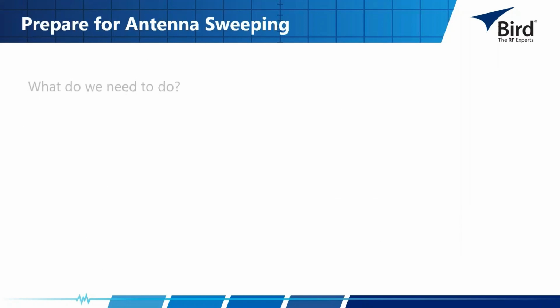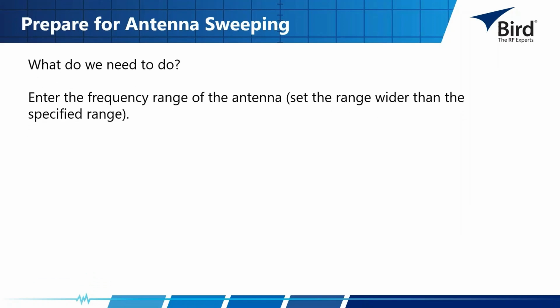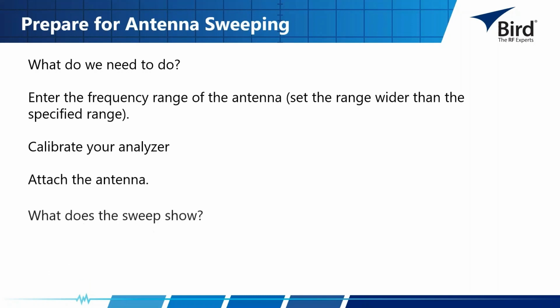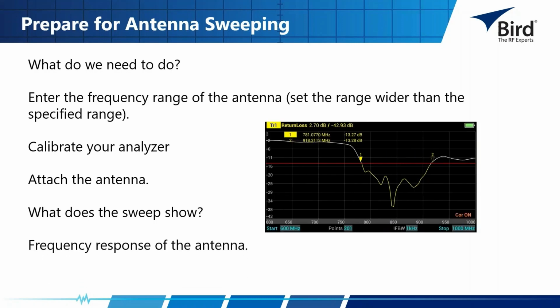So when you're going to prepare for antenna sweeping, what do we need to do? We need to enter the frequency range of the antenna. Set the range a little bit wider than the specified range. Very important to go ahead and calibrate your analyzer, and then attach your antenna. What does the sweep show? The frequency response of the antenna.